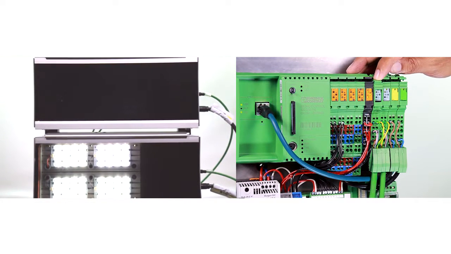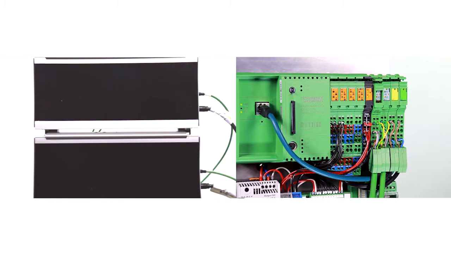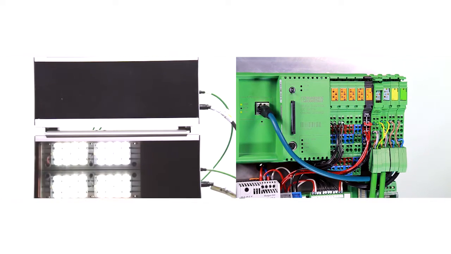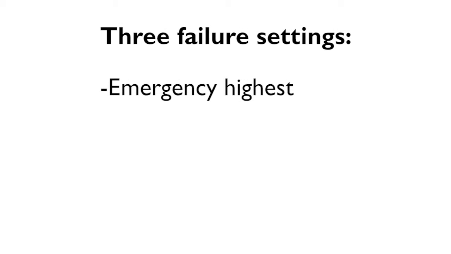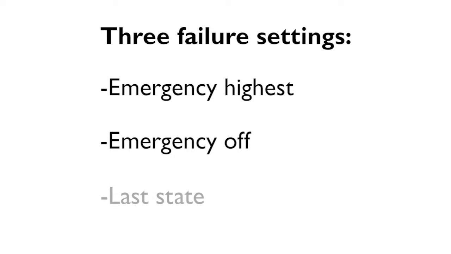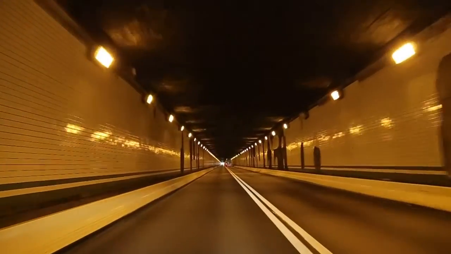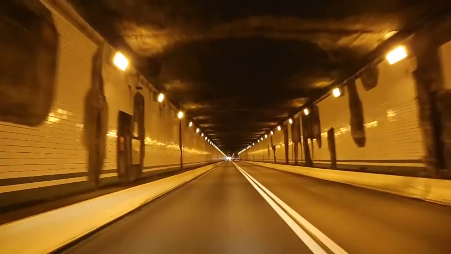In cases where communication fails, you can be assured that our automated lighting system will not. That's because we have designed in three failure settings: emergency highest, the brightest setting; emergency off, turns the lights off; and last state, returns the system to the last setting. So, in the case of communication failure, the lights can still fail in a predefined state.